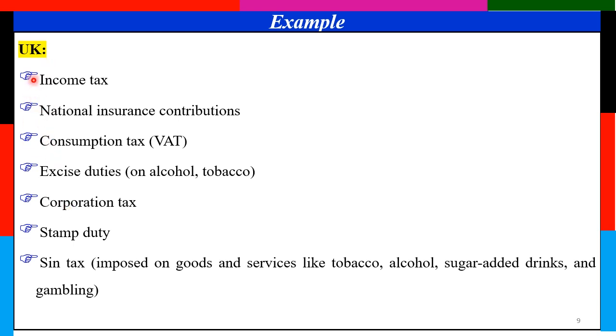Again, maybe the tax system and the source of tax, the UK tax system or Ethiopian tax system, is different from the United States of America.